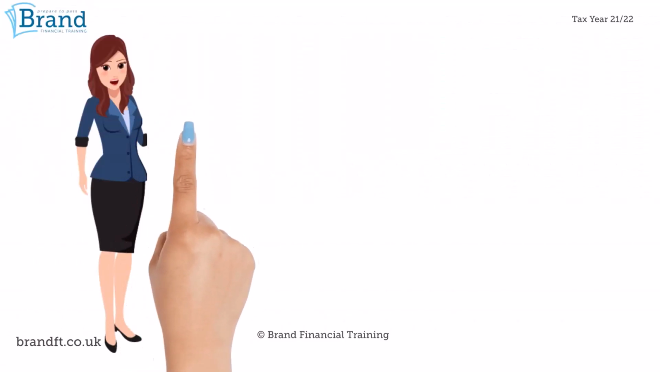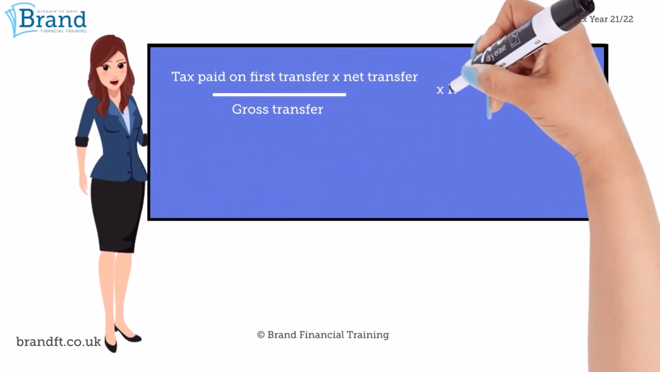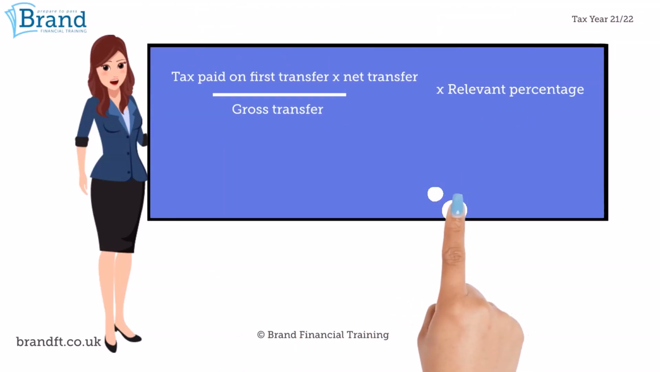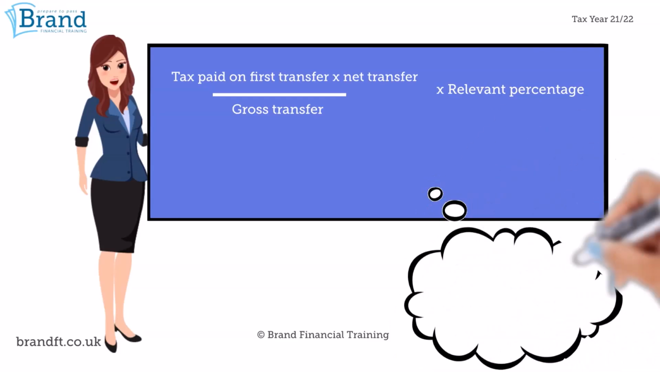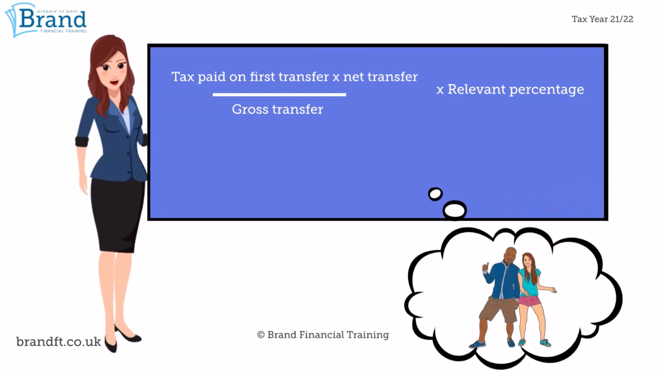To work out the amount of quick succession relief available to an estate, we need to use the following formula. Let's look at how this works in practice. Trixie dies, leaving her estate valued at £350,000 to her close friend Tom. Inheritance tax of £10,000 was paid on Trixie's estate, but Tom dies 3.5 years later.